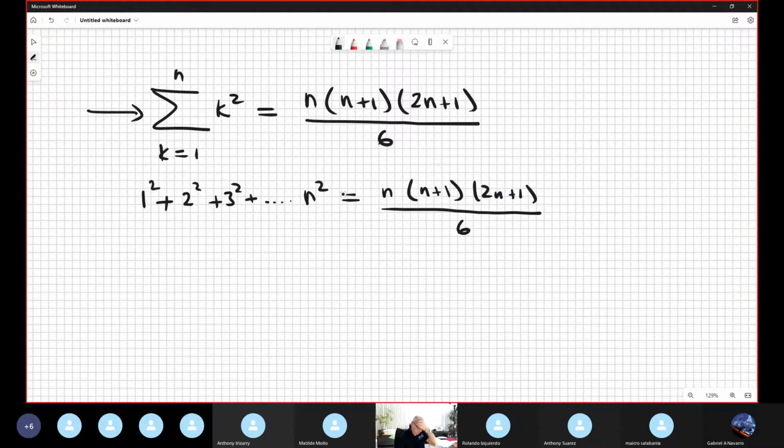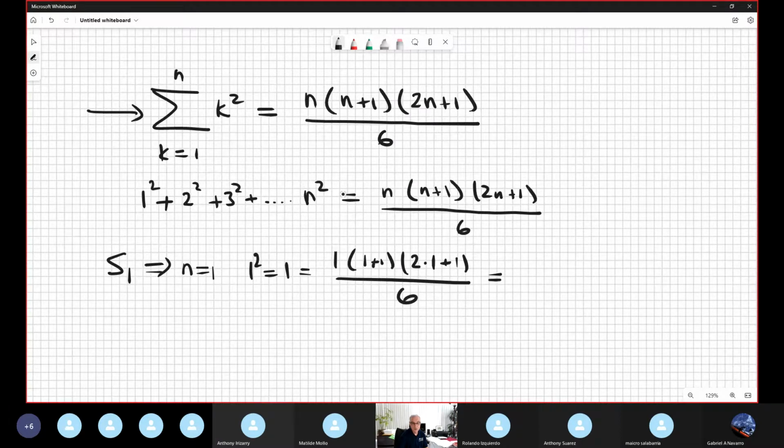Okay, let me try mathematical induction. X1 means n equals 1, and 1 is the first term, which gets 1. Okay, 1 squared gets 1. However, in the right hand side, plugging in 1 plus 1, 2 times 1 plus 1 divided by 6. Okay, we have 1 times 2 times 3 over 6. It's 6 divided by 6. It's true. X1 is true.